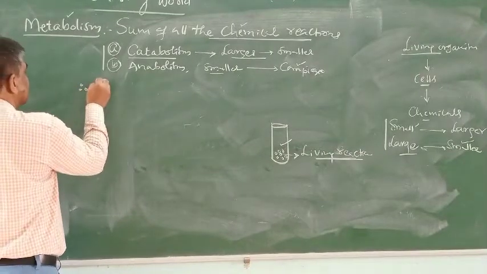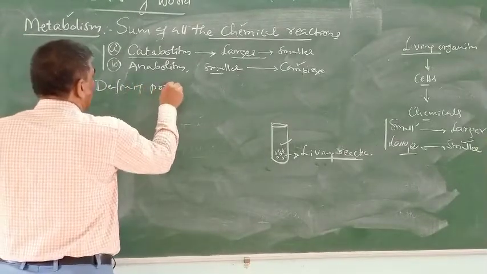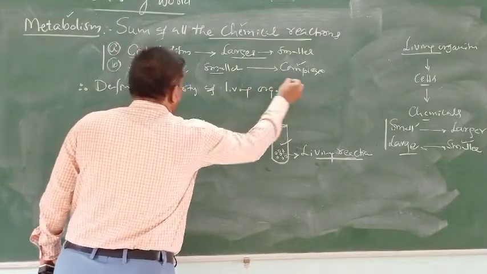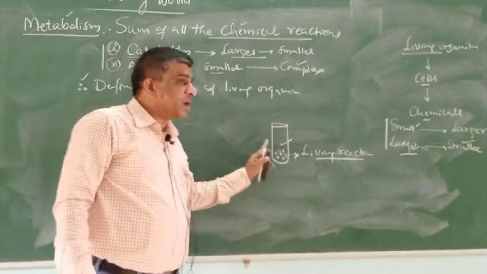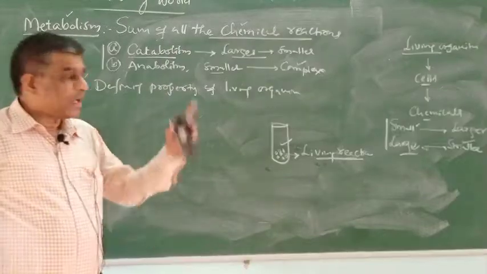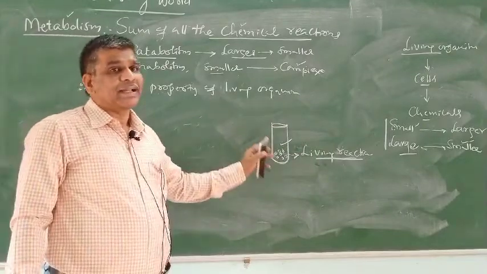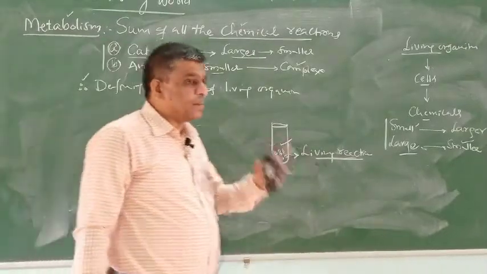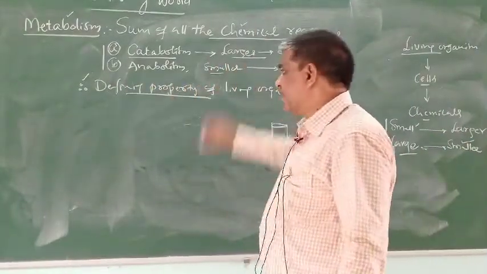Therefore metabolism is considered as one of the defining properties of living organisms, because no non-living object can exhibit this. It is not possible to show it outside. We can show only one particular reaction, but interrelated reactions it is not possible to show, and they cannot take place automatically the way they take place in living individuals. Therefore metabolism is considered as a defining property of living organisms. Definitely, it is a defining property.